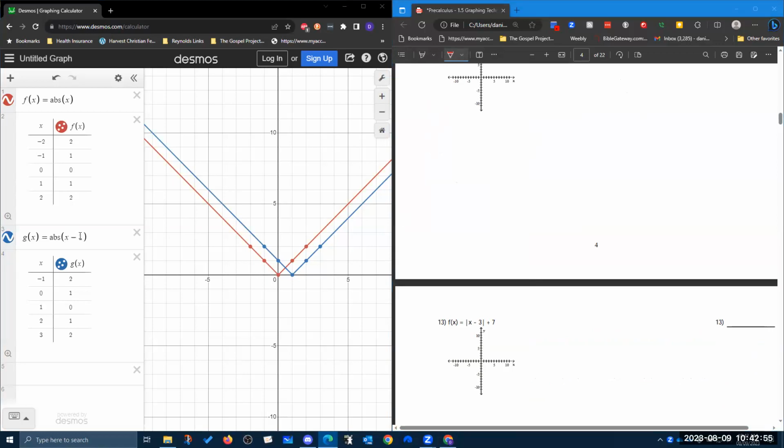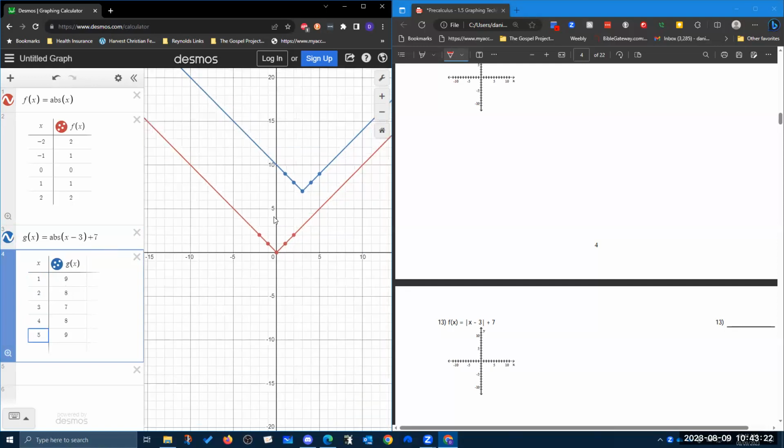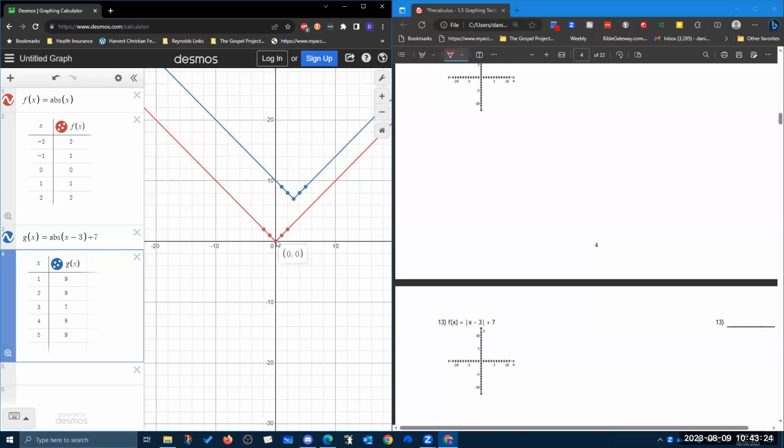Let's go ahead and do a, oops, sorry, that's a -3 and a +7. And -3 is going to shift to the right 3. So we'll make this a 1, a 2, a 3, 4, a 5. And we'll see that we have moved from 0, 0 to 3, 7.